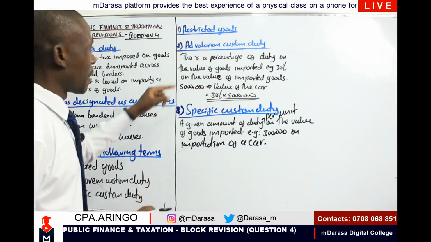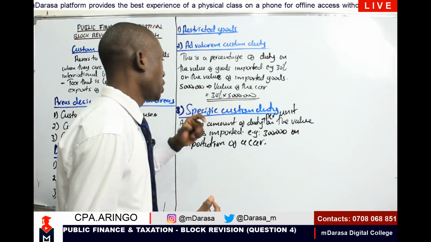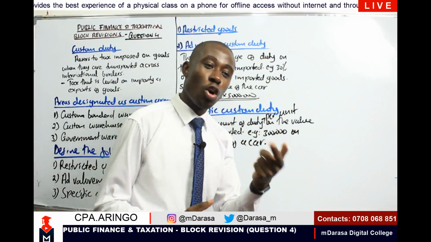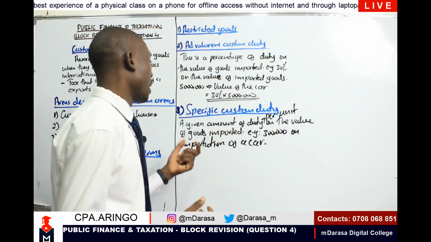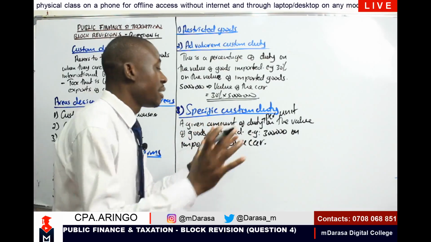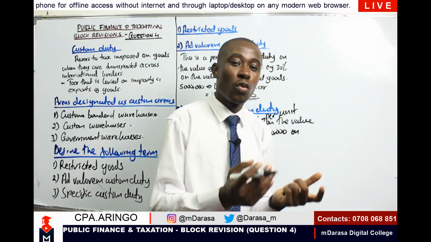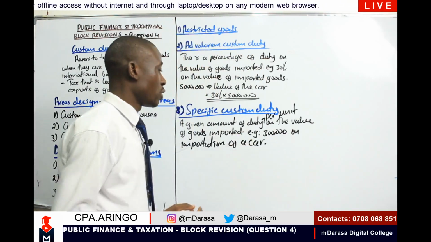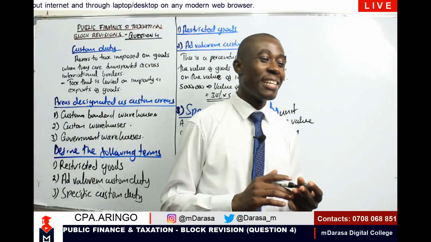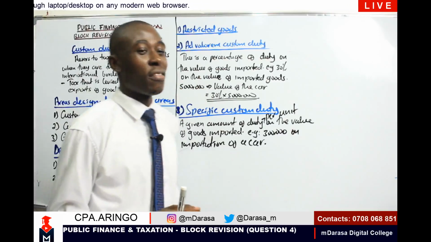Look at the difference. At this point, you're taking a percentage. Looking at ad valorem custom duty, you are taking a percentage, my good students, of the value of goods. While looking at specific custom duty, we are looking at a given amount of duty per unit on the value of goods imported. Like in our case, you are saying 300,000 on importation of a car.